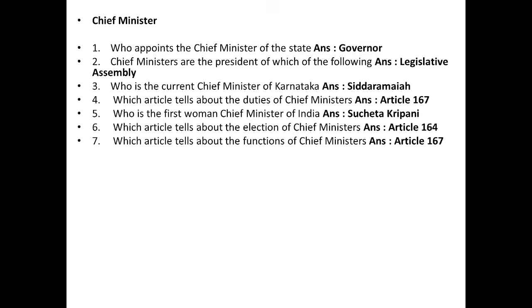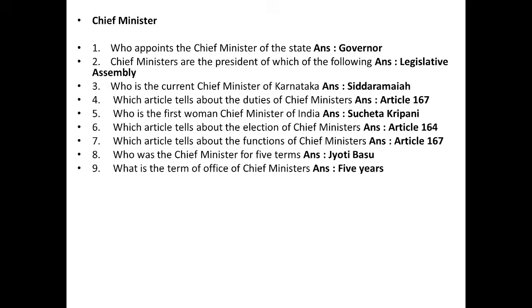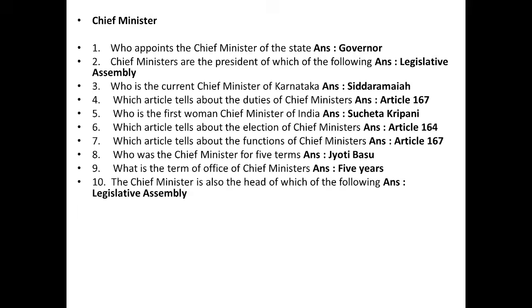Article 164. Which article tells about the functions of Chief Minister? Article 167. Who was the Chief Minister for 5 terms? Jyoti Basu. What is the term of office of Chief Minister? 5 years.